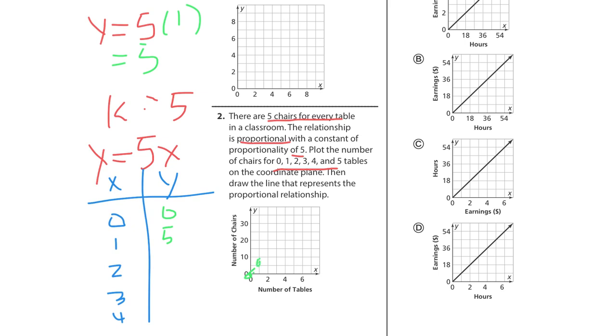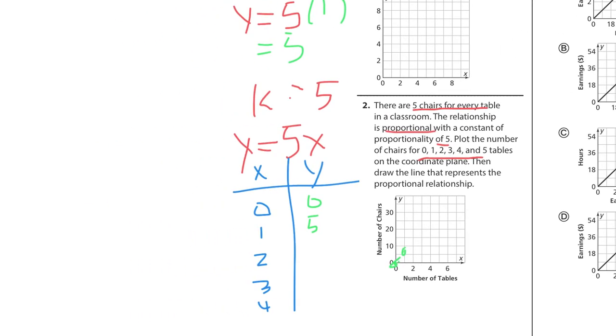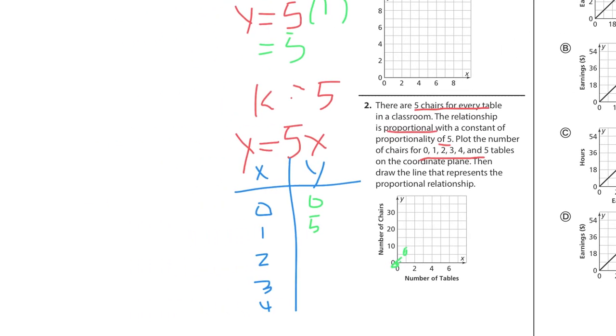There. And then we have x equals 2. So y equals 5 times 2, and that should give us 10. So our next point is at 2, 10. And now we draw the line. And that should be your graph.